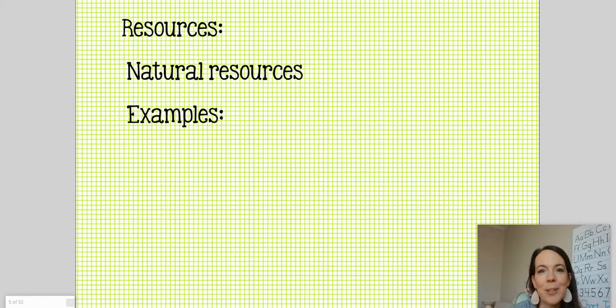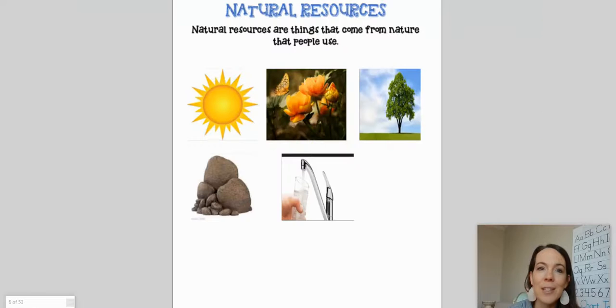The next type of resources are natural resources. Natural resources are resources that come from nature and they're things that people use. So some examples we have here would be the sun. Sunlight is a natural resource. Solar powered energy is an example of a natural resource. We have flowers, plants, food in its natural form is a natural resource.